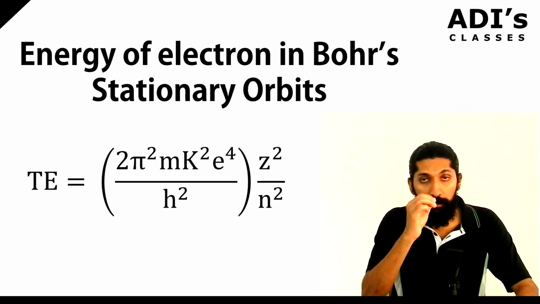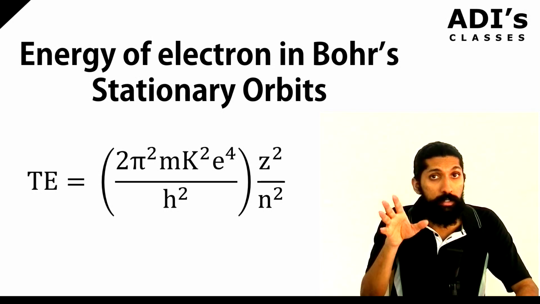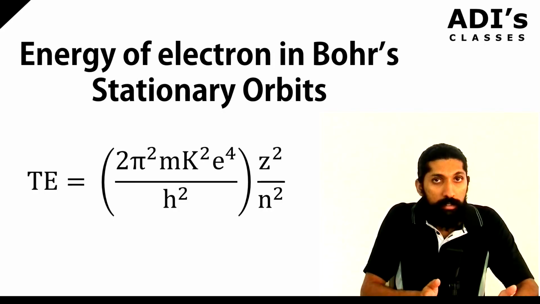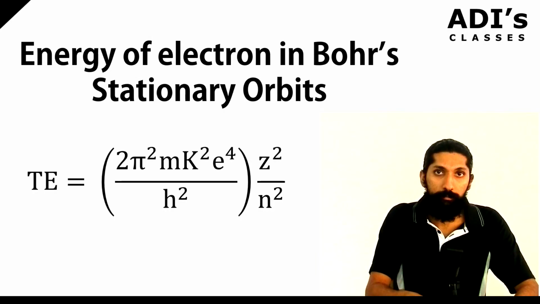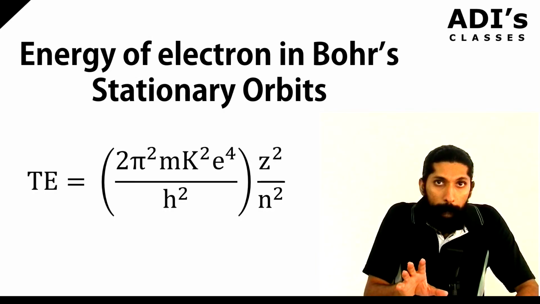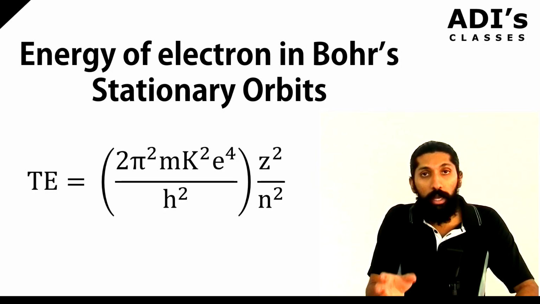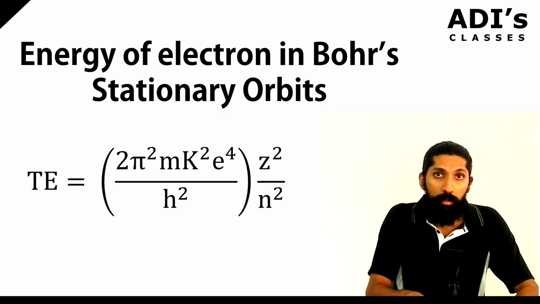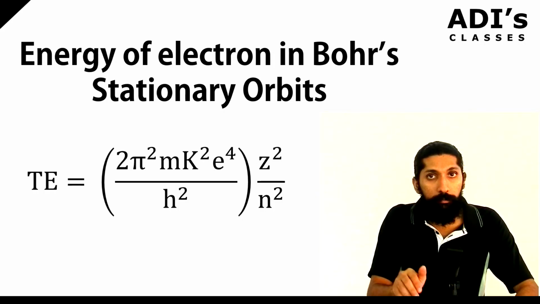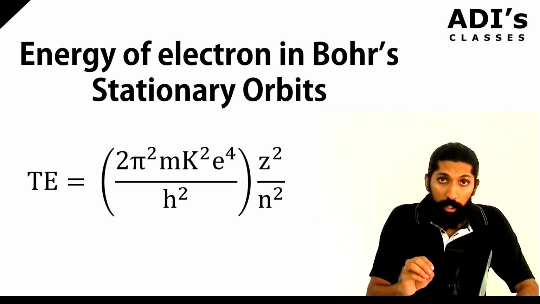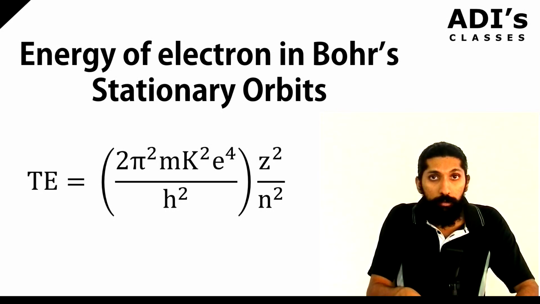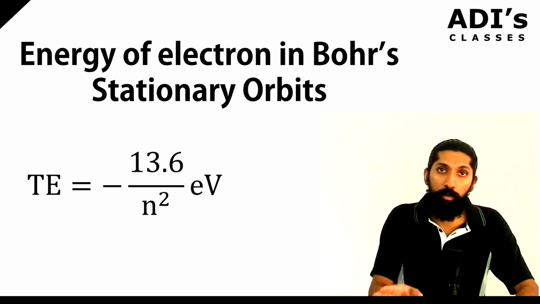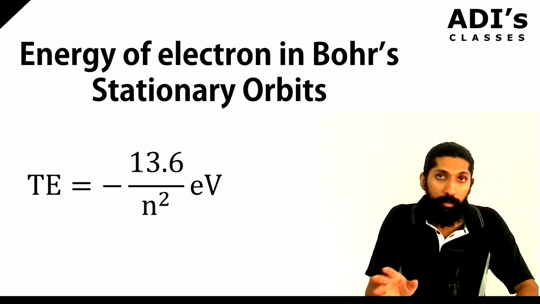If you look very carefully, we have segregated the Z² and n² part. Why do we do that? Because whatever answer you get will be in terms of joules. But whenever we talk about the energy of an electron, we generally write it in terms of electron volts. So we divide by 1.6 × 10^−19. If you do that, you get E = −13.6/n² electron volts.